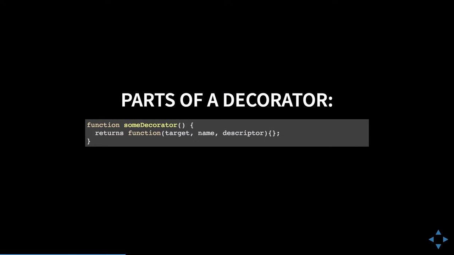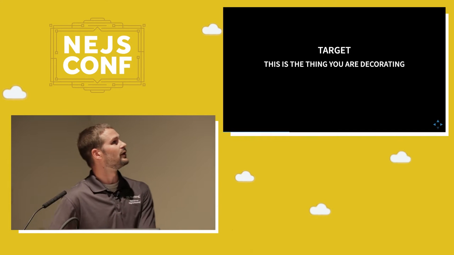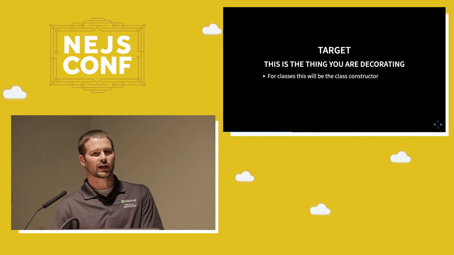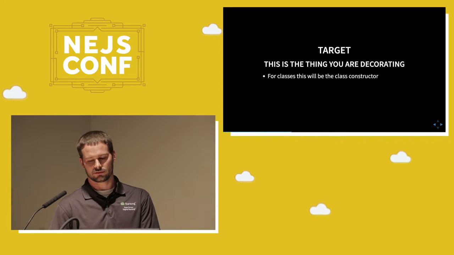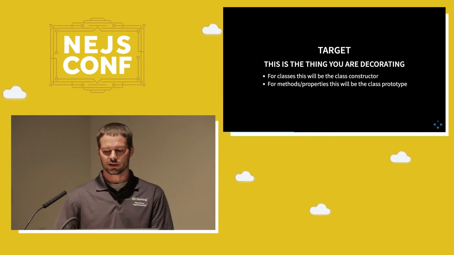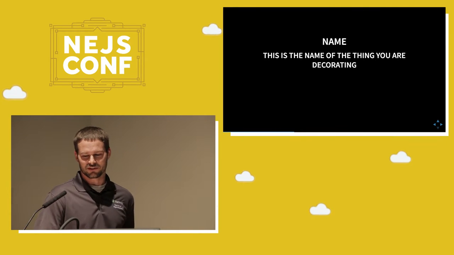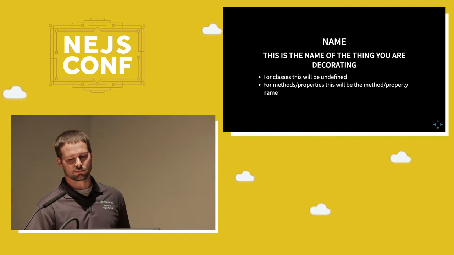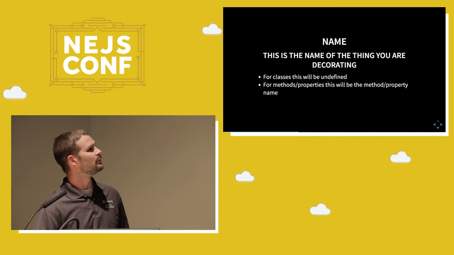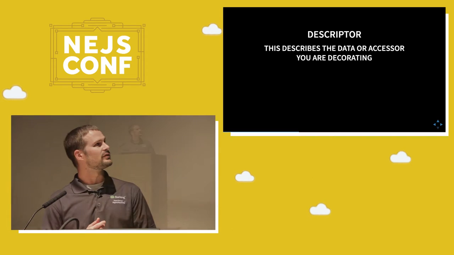So let's take a look at the parts of a decorator. There are three arguments: target, name, and descriptor. The target is the thing that you're decorating. You can decorate classes, methods, or properties. For classes, this will be the class constructor. For methods and properties, this will be the class prototype. The name, obviously, is the name of the thing that you're decorating. If you have a class decorator, this is gonna be undefined. But for methods and properties, this will be the method or property name. And the last one is descriptor. This describes the data accessor that you're decorating.